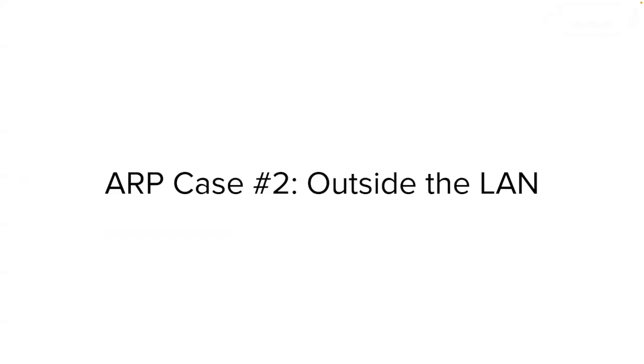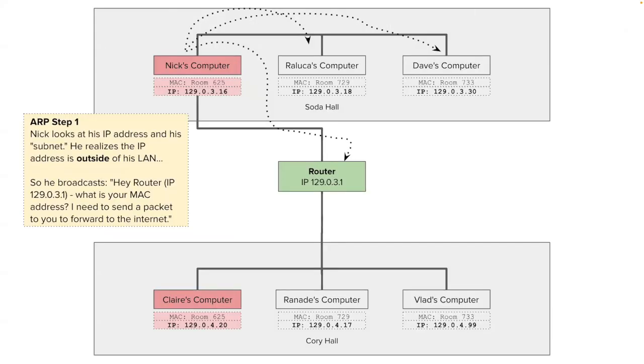Now case 2, which is the example we used at the very beginning, is that Nick wants to send a message to Claire. He looks at Claire's IP address and realizes that Claire might be outside of this local area network. There's no way for Nick to directly broadcast a message like he did in Rilke's case. So instead he broadcasts, hey router, what's your MAC address? I need you to forward this packet to the internet.